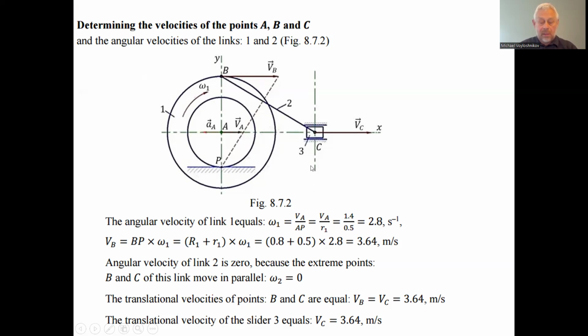AP is assigned as the radius R1, and the ratio is equal to 2.8 seconds to the minus one. 2.8 radians per second is the angular velocity, omega 1.